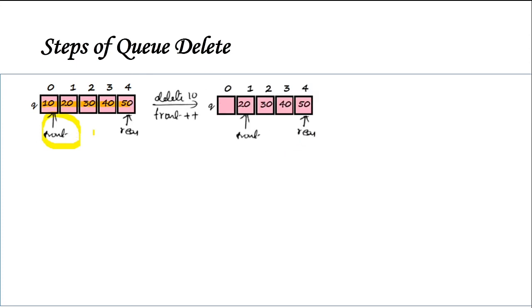So when I go for the delete operation, it will delete 10 and increment front by 1. So 10 is vanished from here, and front will be pointing to the next element. So what is the next element which will be deleted? 20 will be deleted. So whatever was inserted initially will be deleted initially. So first in, first out.